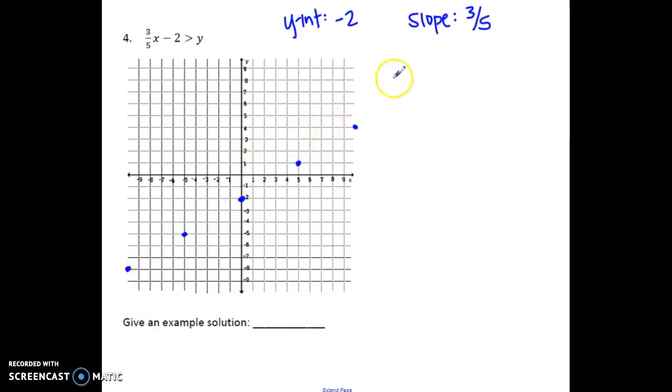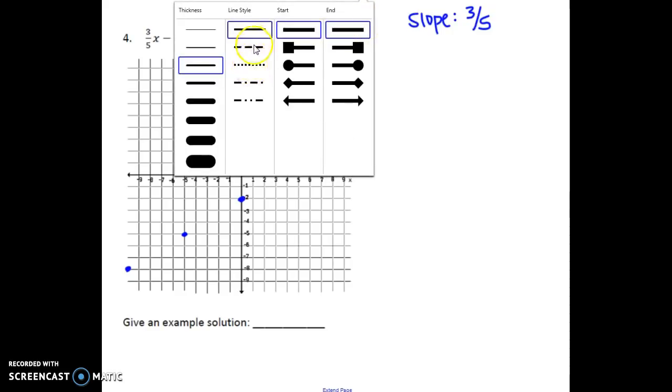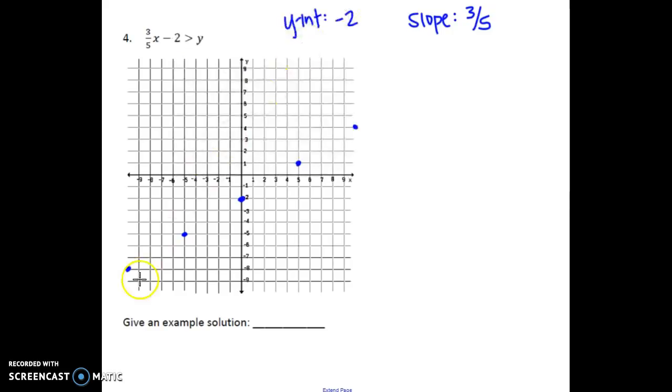So how should we connect these points? Well, we have just the greater than symbol, not the equal to. So the only way that the points on this line could actually work in my inequality is if we had the equal to sign there. So we're actually going to connect this with a dashed line. So we want our line to be dashed, and we can connect all of these points with that dotted line.